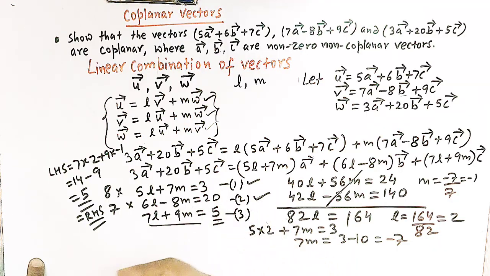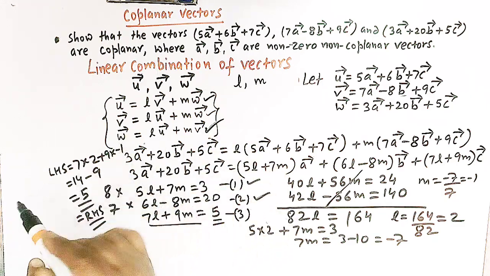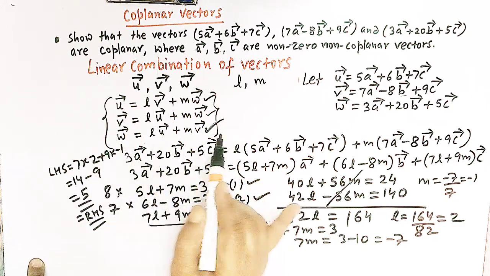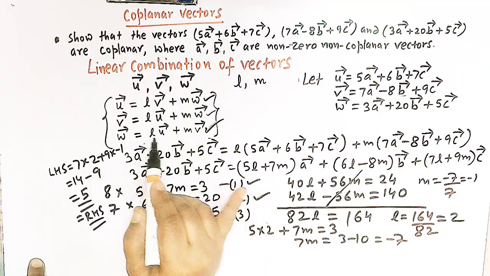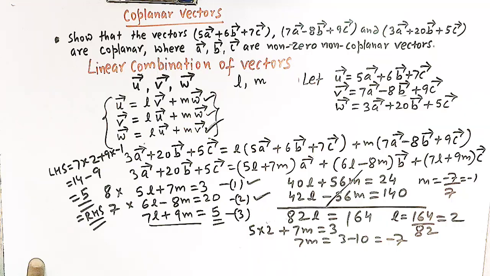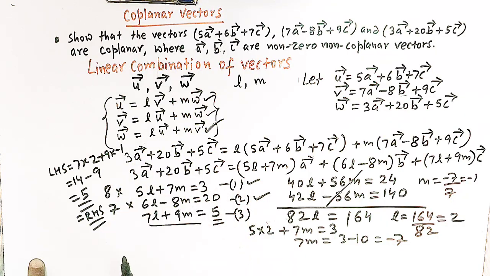So we can now again claim that the vector W can be expressed as a linear combination of vector u and vector v, where L and M are some scalars. And remember, this representation is unique, right?